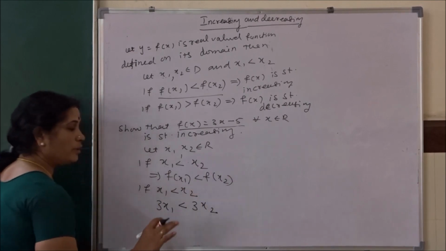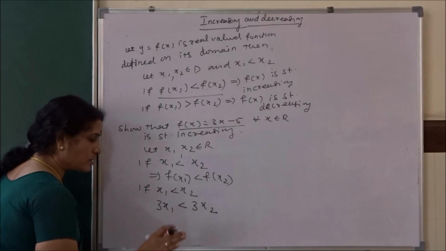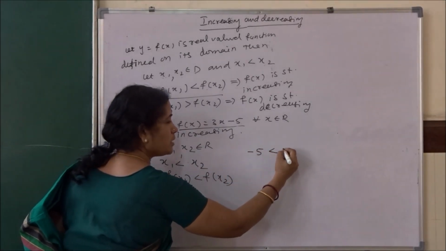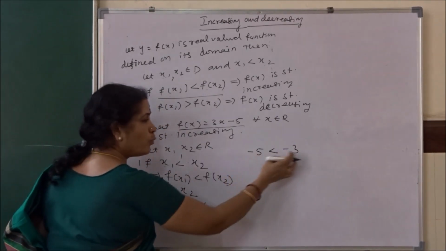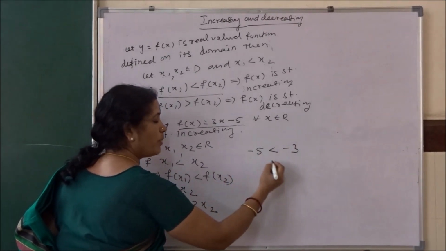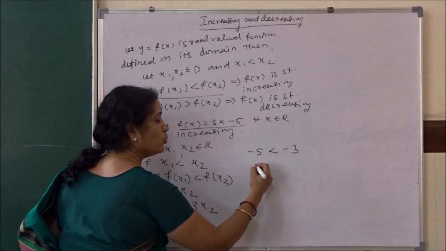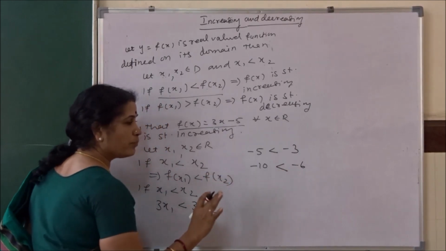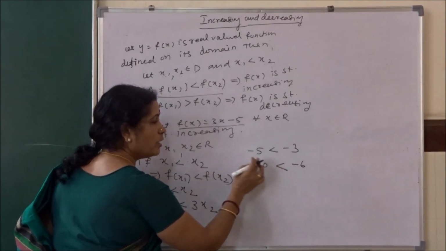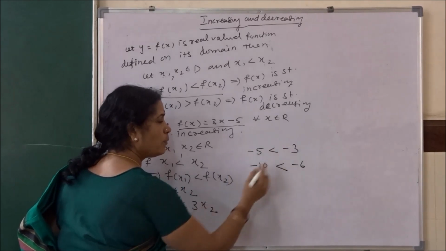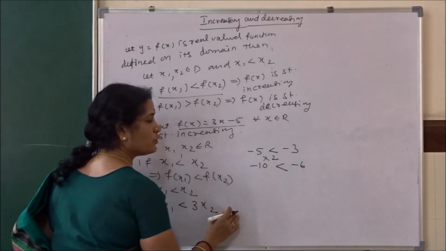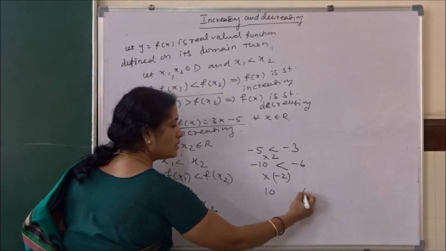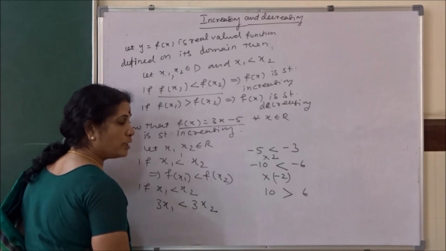You have already seen linear inequality in class 11th. At that time you saw, for example, minus 5 less than minus 3. If I multiply both sides by a positive number, say 2, we will get minus 10 and minus 6. So the inequality is the same. Am I correct? It will not change. But if I multiply by minus 2, what will we get here? This is 10 and this is 6. Automatically the inequality will be changed.